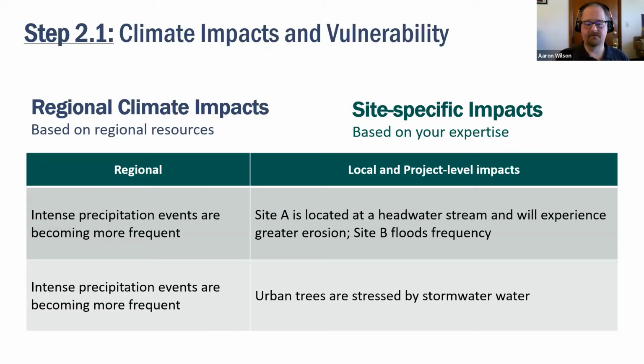Now, another forest manager, for instance, is also expecting an increase in extreme rain events. But because they're located near a housing development with lots of impermeable surfaces, that land manager is more concerned about stormwater runoff and standing water around their urban trees, right? So you can see how the climate impact of extreme rainfall would impact different sites a little bit differently based on their vulnerability, okay?